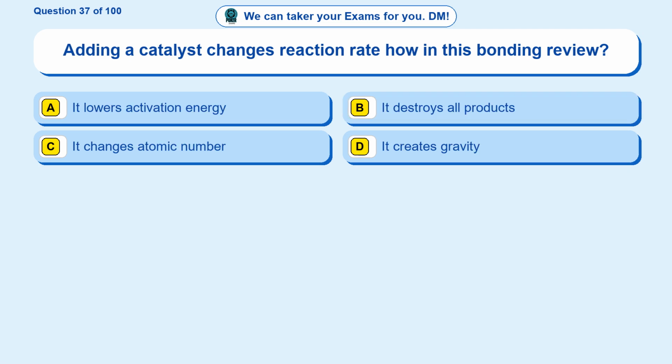Question 37. Adding a catalyst changes reaction rate how in this bonding review? Option A. It lowers activation energy. Option B. It destroys all products. Option C. It changes atomic number. Option D. It creates gravity.